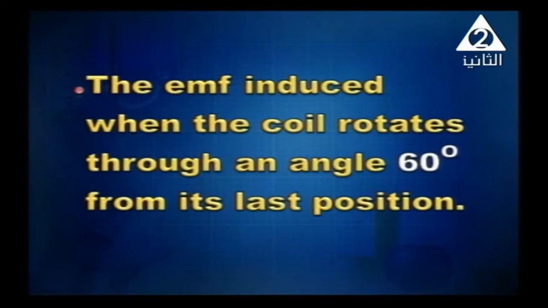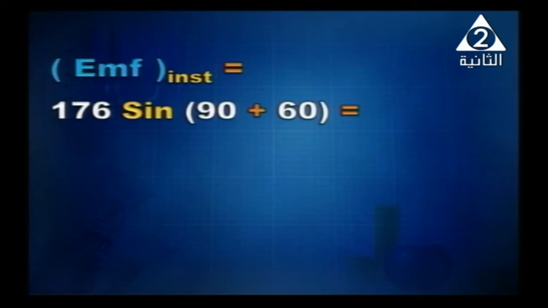Another item of the problem, calculate the EMF induced when the coil rotates through an angle 60 from its last position. So the coil rotates an angle 60 from horizontal position. Starting from horizontal position, we have to use cosine 60, or if you want to use sine, it will be, yes, sine 90 plus 60 or sine 150. Okay, so instantaneous EMF is equal to maximum, which is 176 sine 90 plus 60, it will be 88 volt. And you could have used cosine.